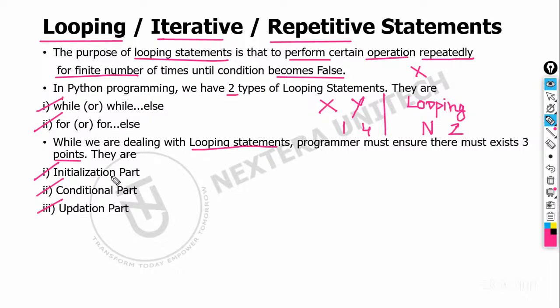Whatever we have initialized has to be updated. Moreover, we should also come up with a conditional part. Depending on whether the condition is true or false, our looping statement will help us execute a number of times. If the condition becomes false, our loop stops. So this is the overview of the looping or iterative or repetitive statements. Let us start understanding the for or for else looping statement.